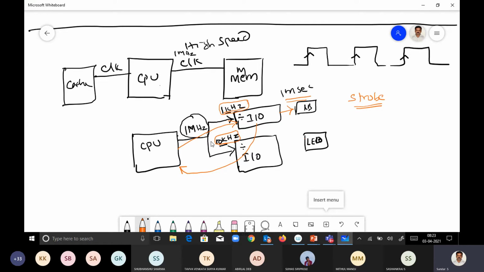But in the case of handshaking, CPU knows when the device is ready, and only during that time it sends the data. So it is better in terms of error, in terms of data handling. CPU cannot miss any data to communicate. It can communicate all the data without any issues. So that's the difference. This point is clear?